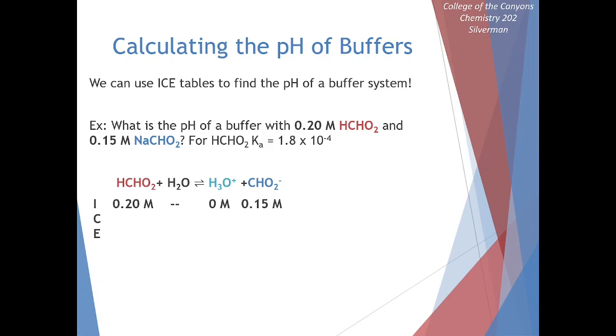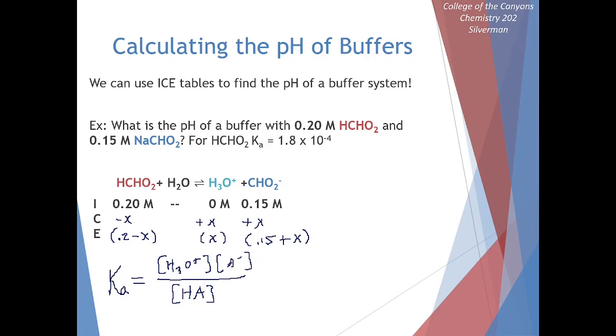If we want to be quantitative, well, our same strategies hold true. We can use our ice tables to solve for the pH of our buffer system. Here's an example. We have 0.2 molar of this acid and 0.15 molar of its conjugate base. We know the Ka value. Can we figure out the pH of this buffer? In order to reach our equilibrium, we're going to have to form at least a little bit of this H3O plus, and we can use these values in our Ka expression.